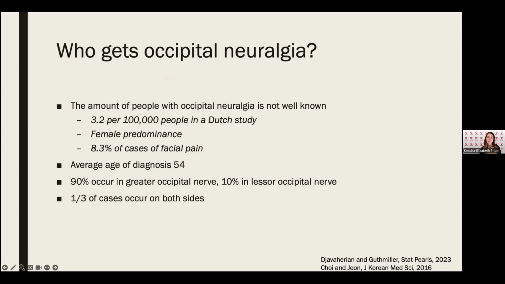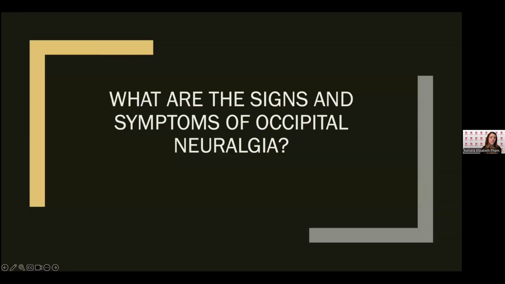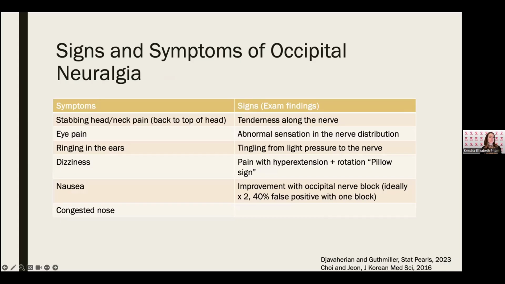So then we want to think about, what are the signs and symptoms of occipital neuralgia? Think of symptoms as the symptoms that you are having, and signs as the examination or test findings. So symptoms would include stabbing head or neck pain. Often it starts at the back of the head and moves to the top of the head. People can have eye pain, and this is referred pain because some of the nerves come from the cervical spinal level too, just a couple inches down from where the occipital nerve main branches are, which can lead to that referred pain.